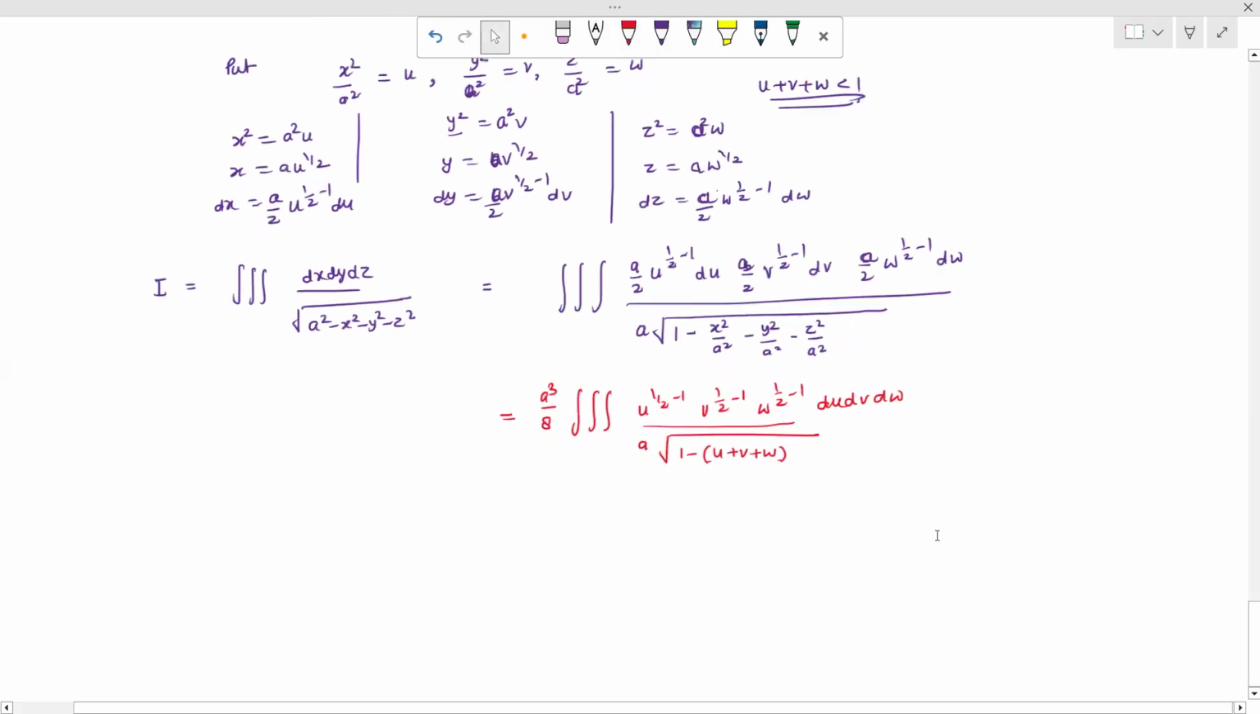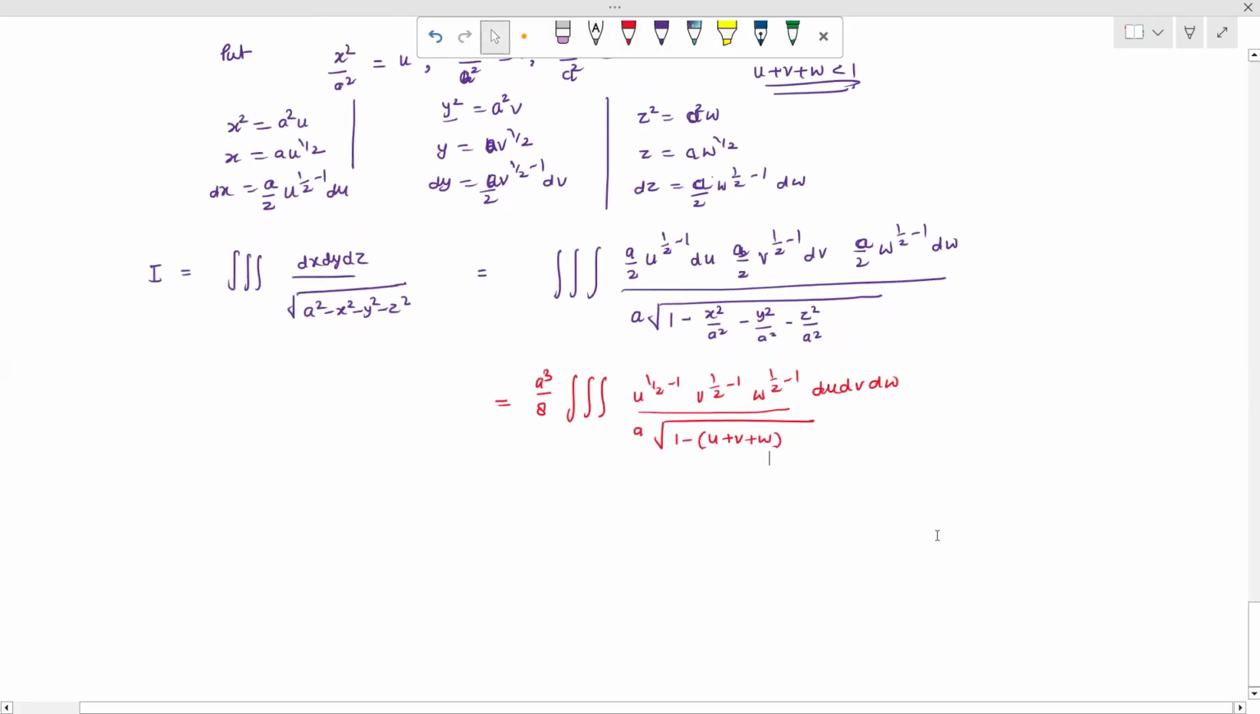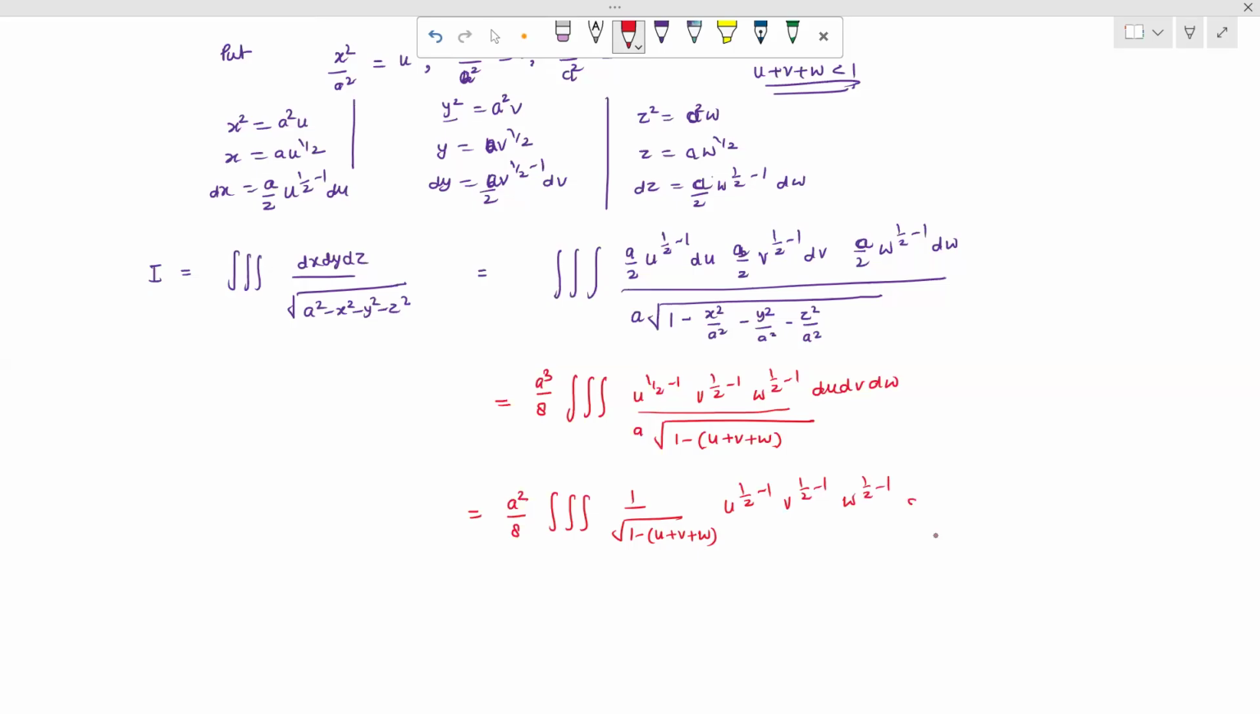So now we write down this as a square upon 8. अब a square upon 8 और ट्रिपल इंटीग्रेशन. तो यहाँ से this can be written as 1 upon root 1 minus u plus v plus w, और u raised to the power 1/2 - 1, v raised to the power 1/2 - 1 और w raised to the power 1/2 - 1 du dv और dw.